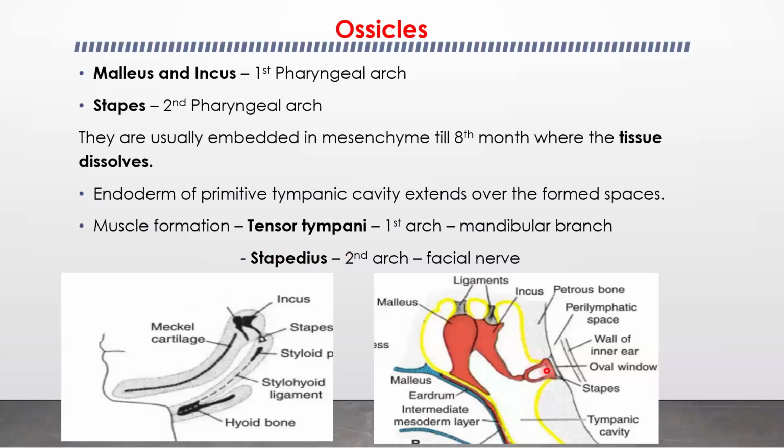Remember, the stapes comes from the second pharyngeal arch. So the stapedius muscle will come from the second pharyngeal arch, and it will be supplied by the facial nerve. So at this point, this also can give us a summary to go and check on what we talk about and what we refer to when we talk about hyperacusis.